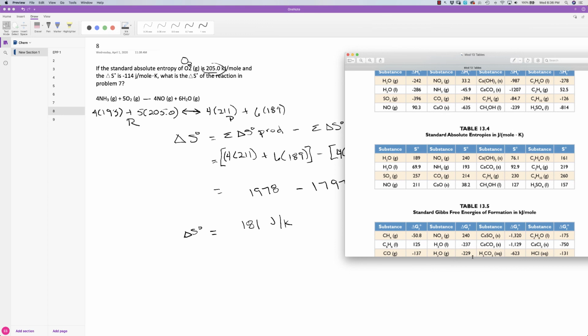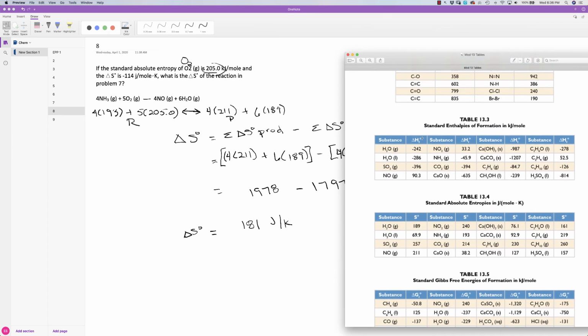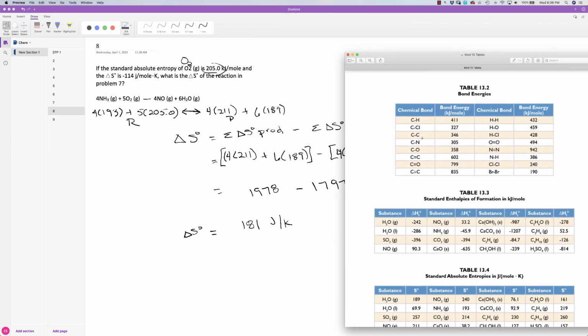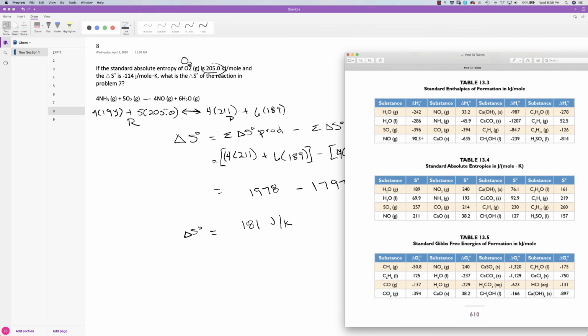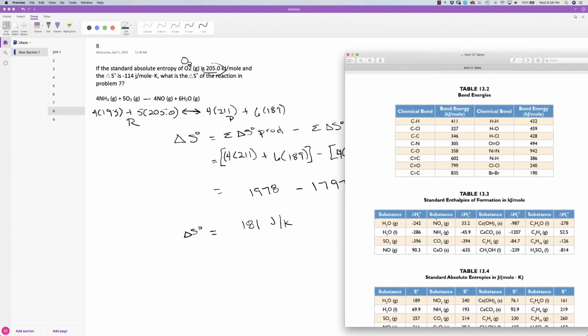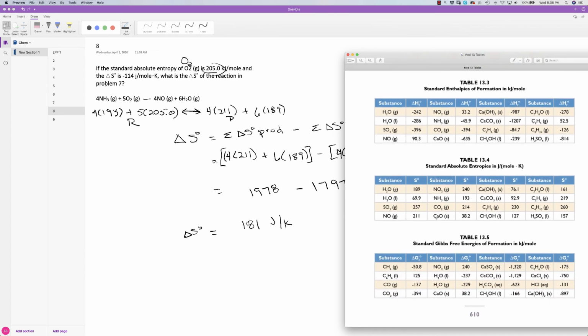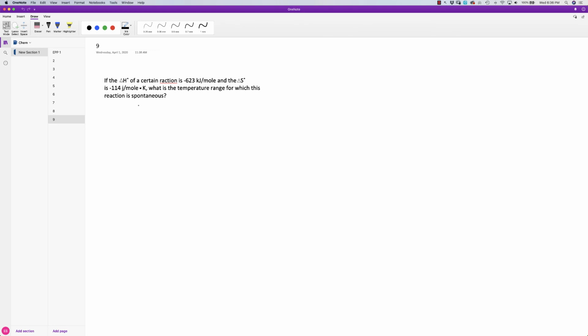You will use this table for virtually every one of the problems that we have in this module, except for when we have the enthalpy equation in the Gibbs free energy equation. That's the only one that we won't use these tables for, but everything else will come from these tables. All right, last problem.